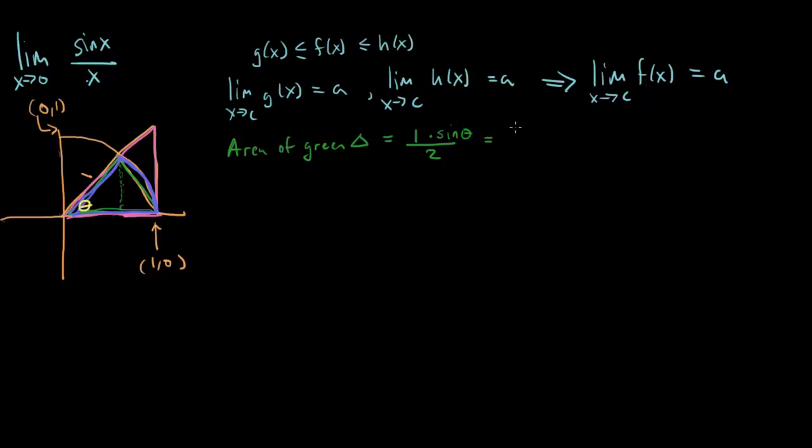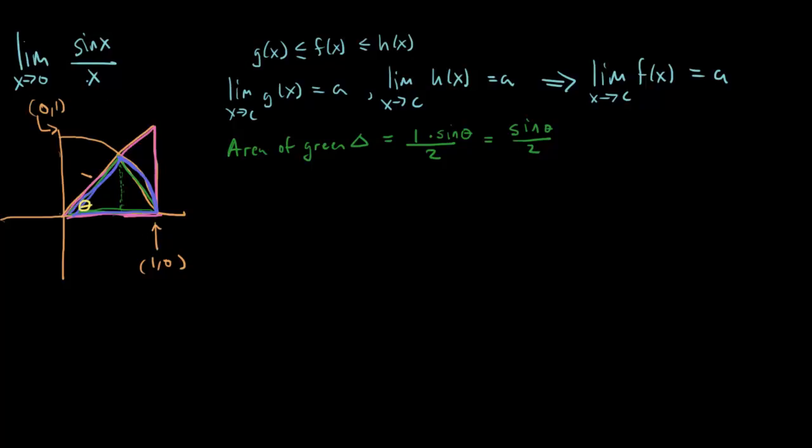So the area of the green triangle is simply sine theta over 2. Okay? Now, remember, we were looking at 3 shapes here. We were looking at the green triangle, the purple sector, and then the pink triangle. Well, the purple sector is kind of the thing in the middle. It has the middle area. The green triangle has the smallest area. The purple sector has the area that's somewhere in between of the green and the pink triangles.